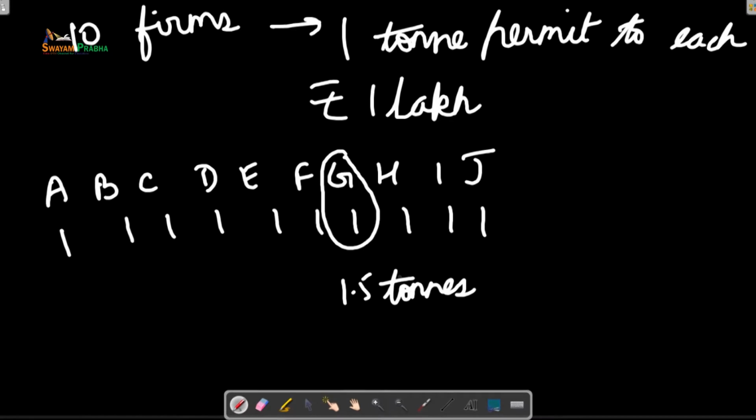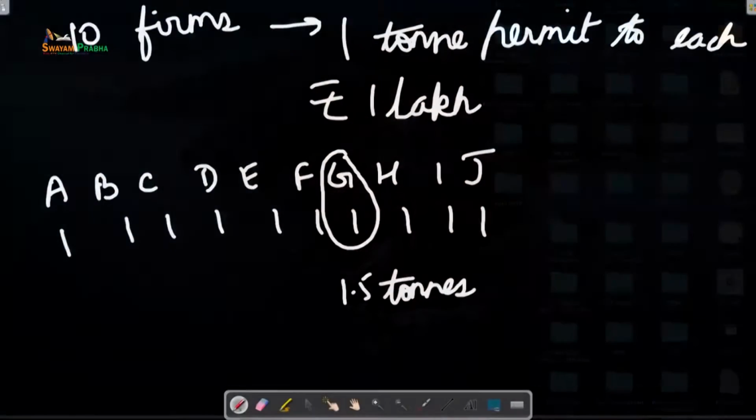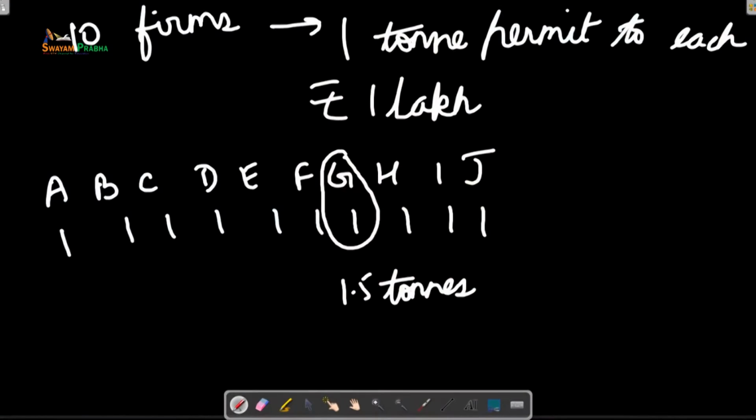Now, in this case, because it has a permit only to emit 1 ton of carbon dioxide, if it emits 1.5 tons of carbon dioxide, it will be penalized. Probably the owner might go to jail. So now the option with this firm, G, is that it will ask everybody else in the market whether anybody has in excess of the permit as compared to their requirements.